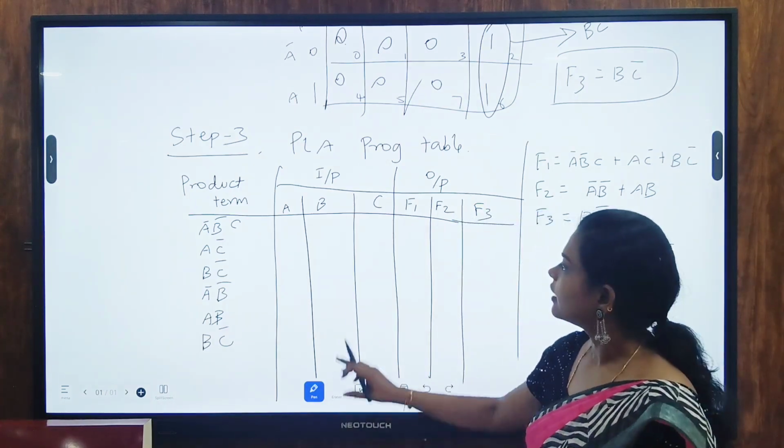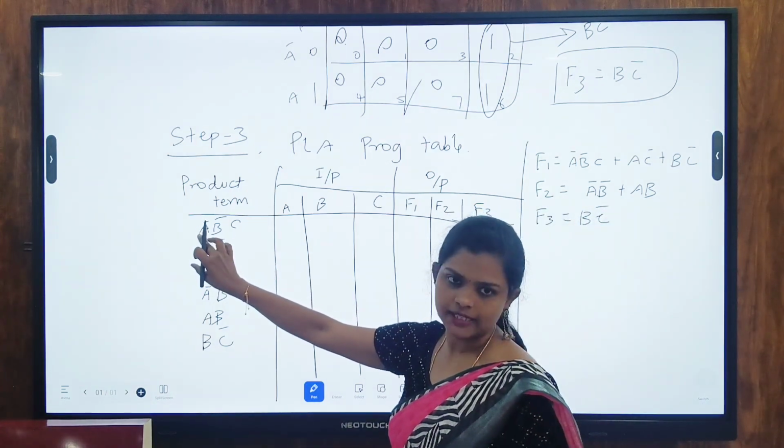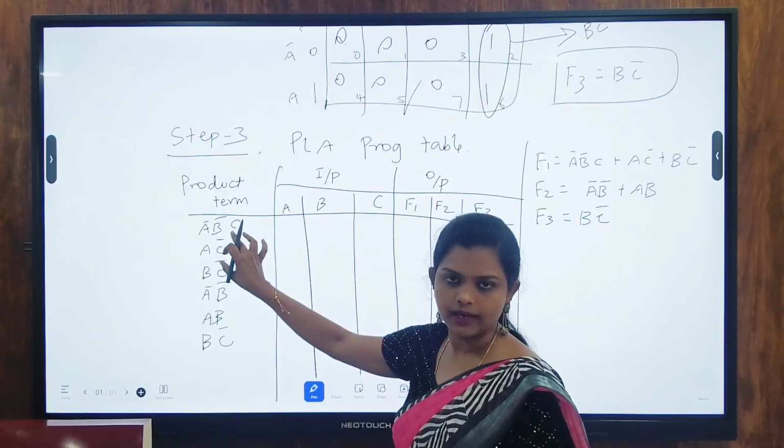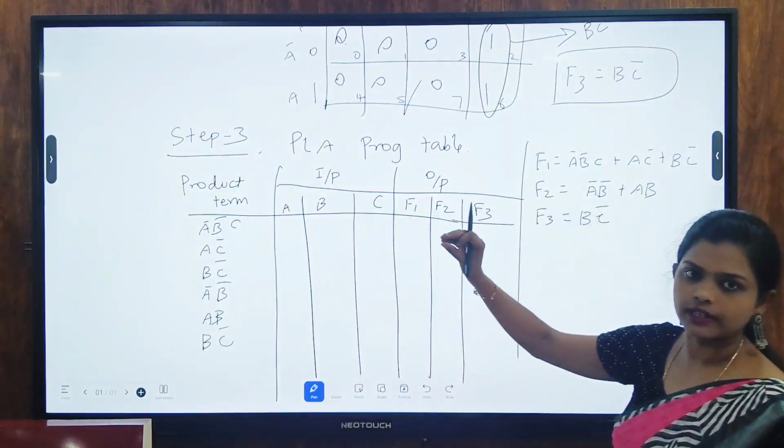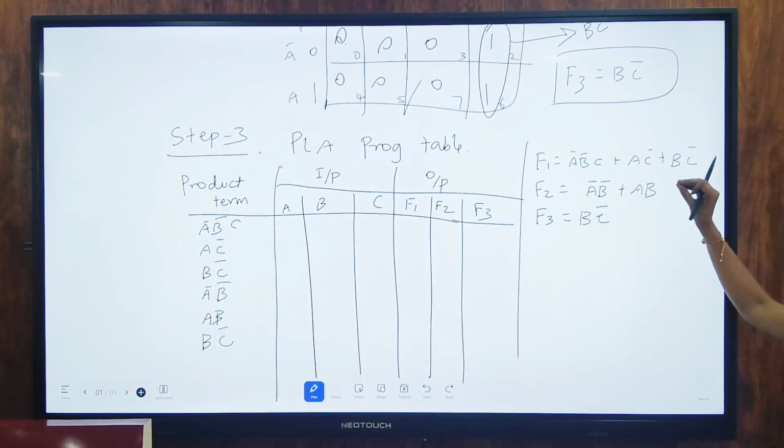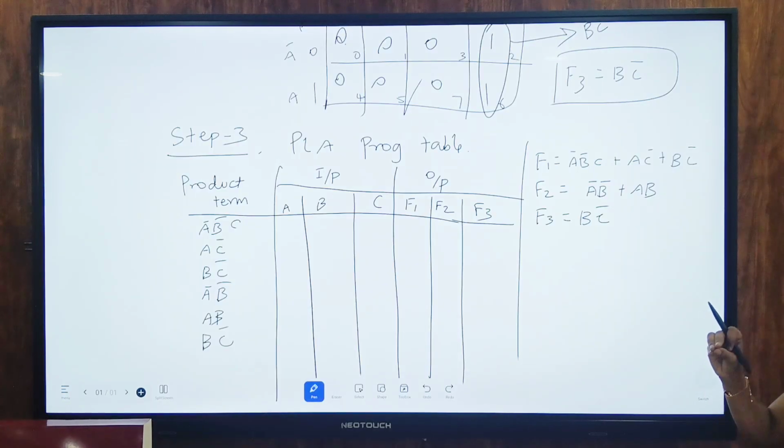Okay, done. Now this respective product term A bar, B bar and C. This product term is present in F1, F2, F3. I am going to check that and I am going to mention 1.